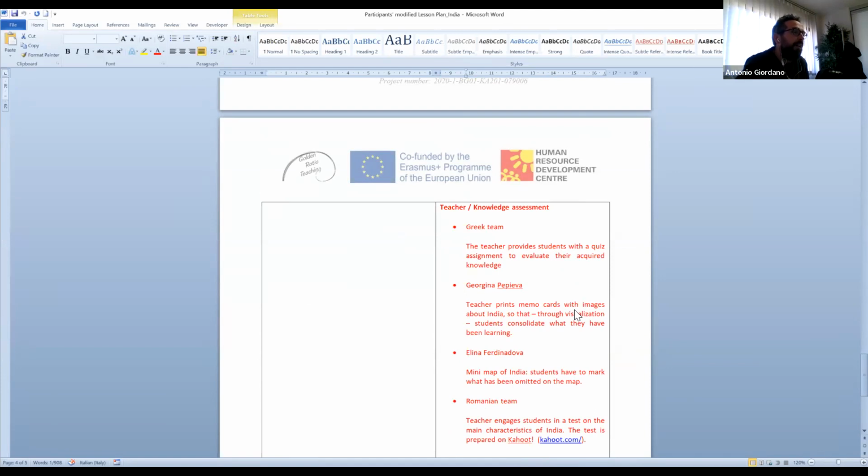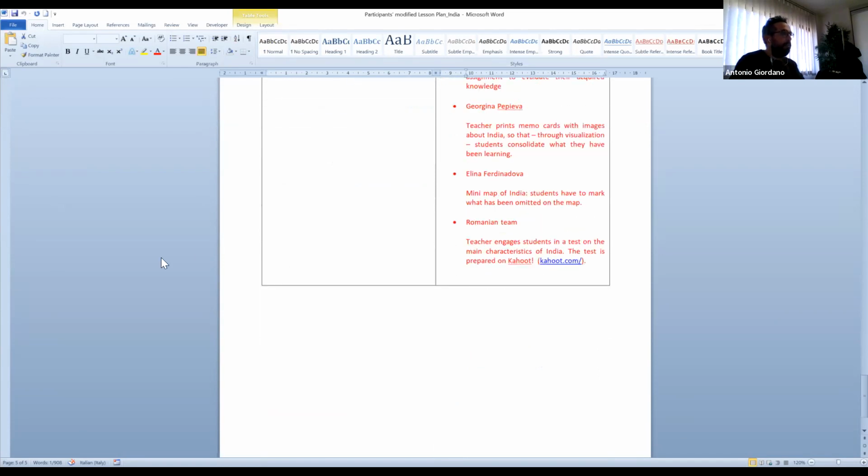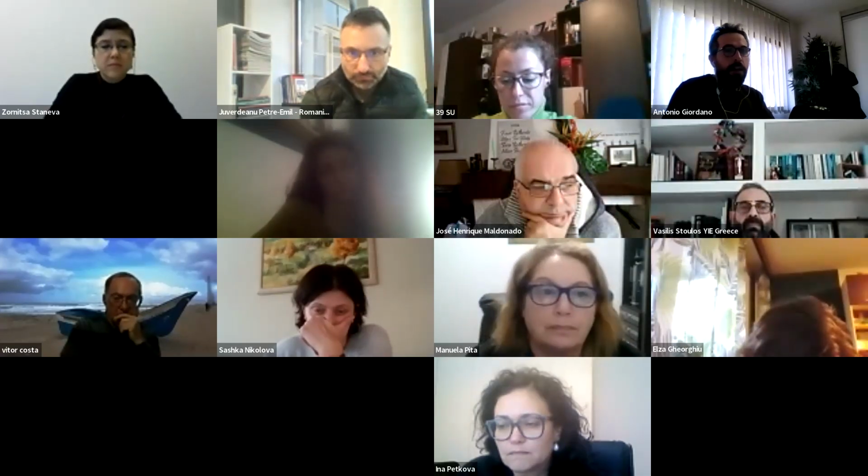Once again, Georgina Pepieva suggested that the teacher prints memo cards with images about India, so that through visualization, students consolidate what they have been learning. Elina Ferdinandova suggested some mini maps of India, where students have to mark what has been omitted on the map. And the Romanian team suggested that the teacher engage students in a test on the main characteristics of India. The test is prepared on Kahoot. So those were the suggestions I received from the teachers involved in this staff training.